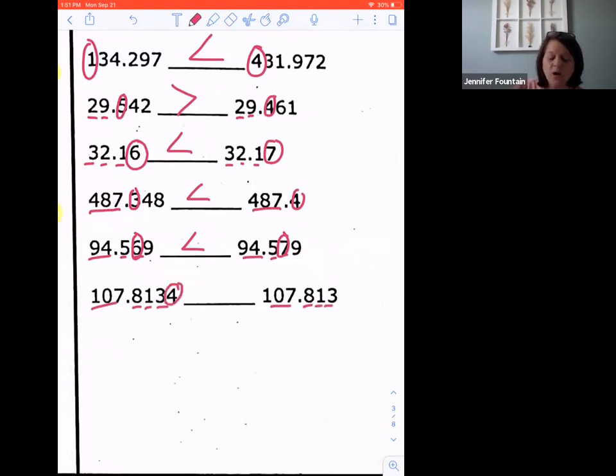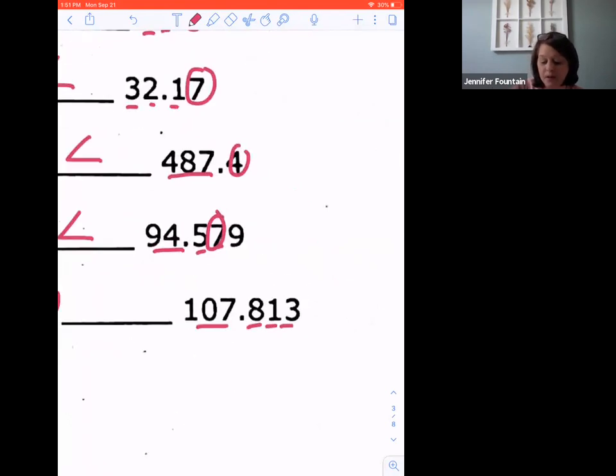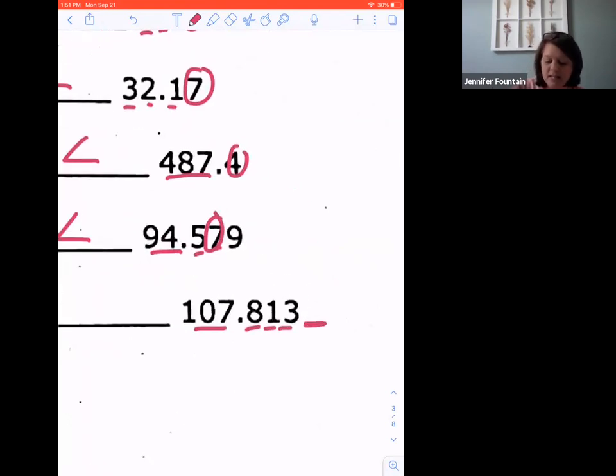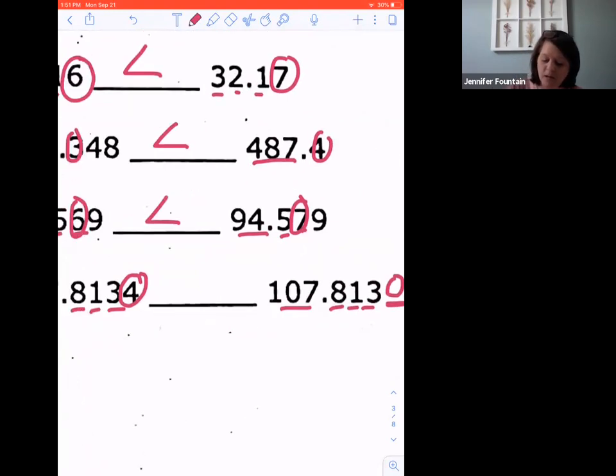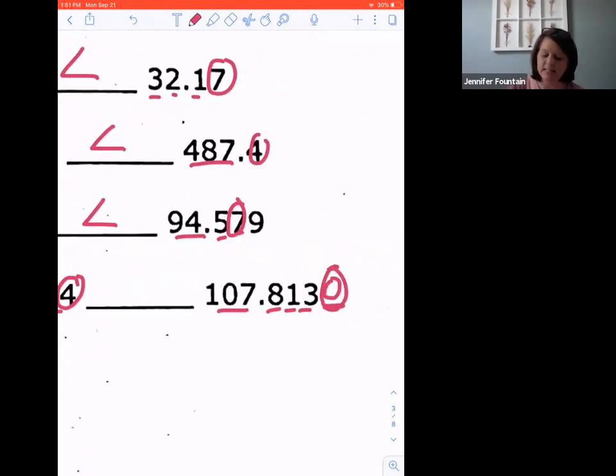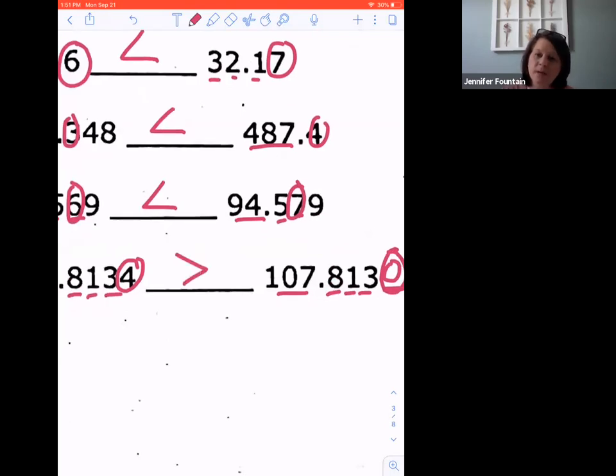So now I have a 4 after this one. If I have nothing written here, I understand that I could add zeros to it if I need to. And so I'm comparing 4 and 0. So my first one will be the larger value.